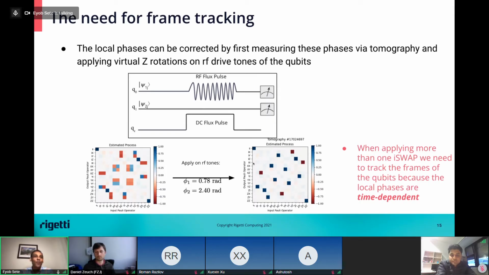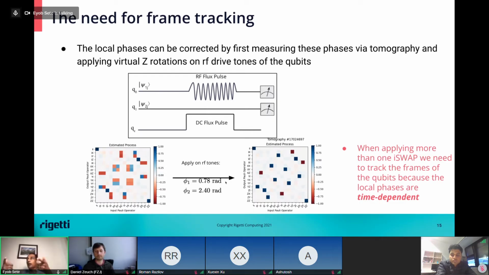But if you go back and see, there are some phase errors around some of these pixels. So what we did is we updated the frame, the RF pulses, with appropriate phases. When you run the tomography, you construct these process matrices. You calculate the phase that maximizes the fidelity by comparing it with the ideal matrix, right? And then you end up getting what local phases you need to get that maximum fidelity. This is what those numbers mean.